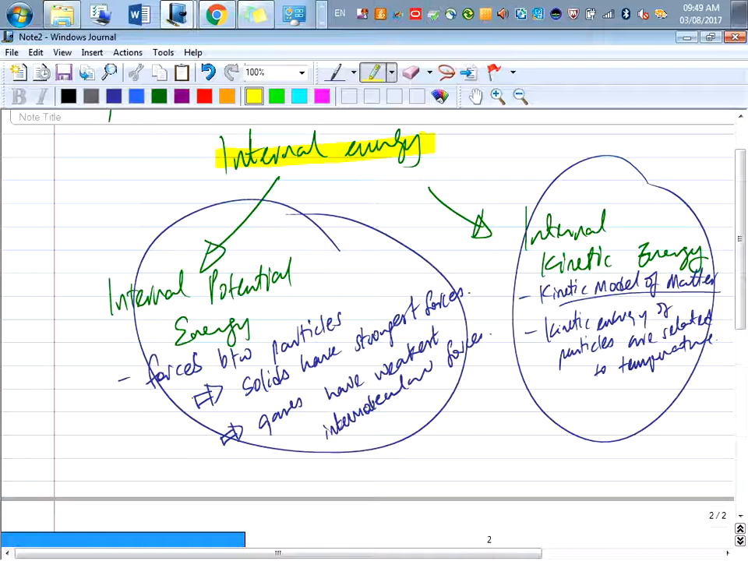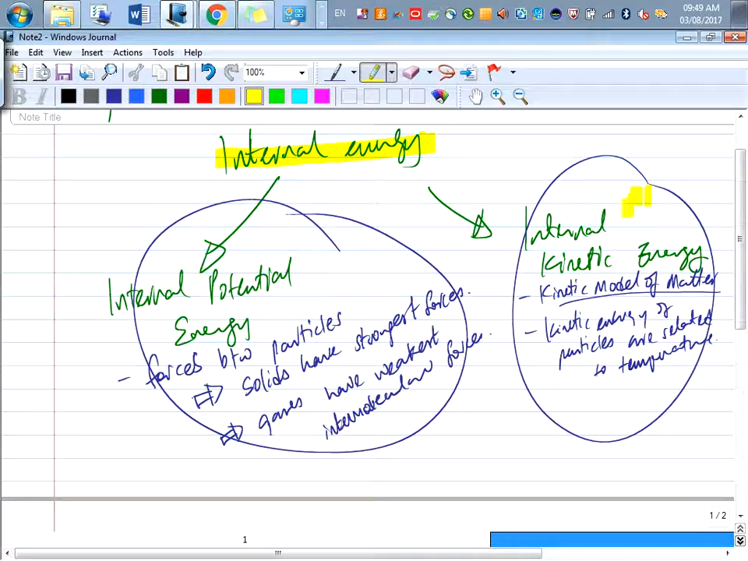What can I do with it? No, not throw. I heat it up. Maybe I put it inside boiling water. Then the temperature will increase, right? And when the temperature increases, then this part will increase. The kinetic energy increases, therefore internal energy increases. Okay? So just one example.